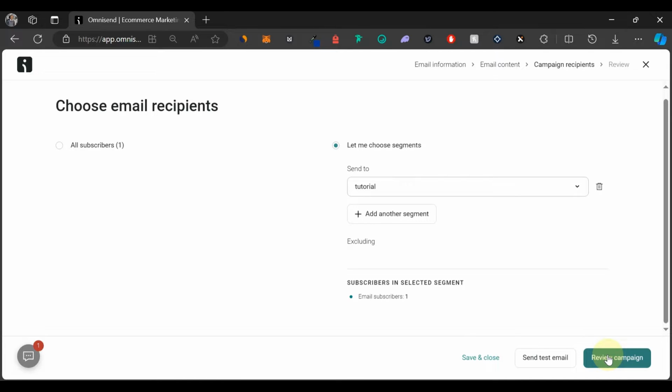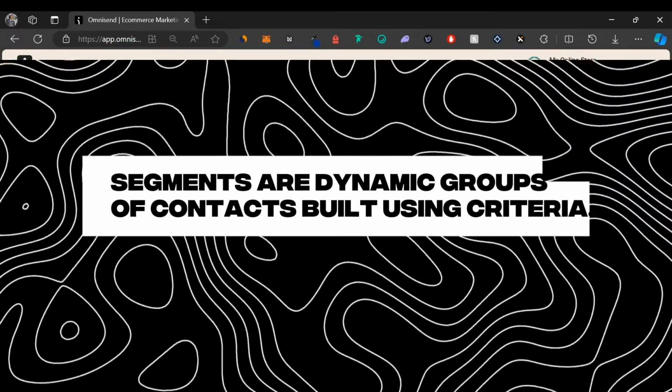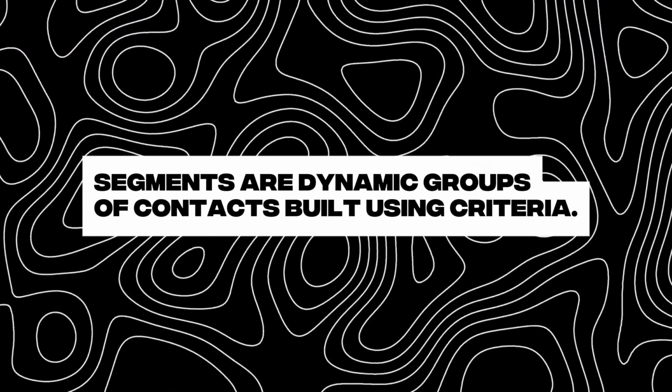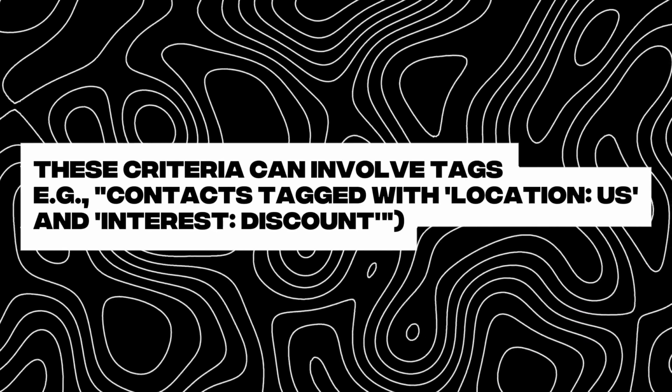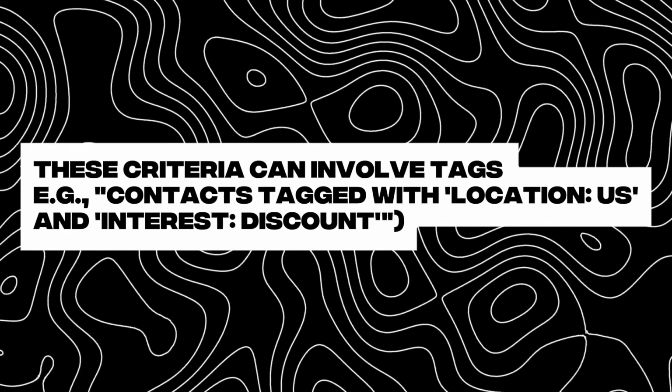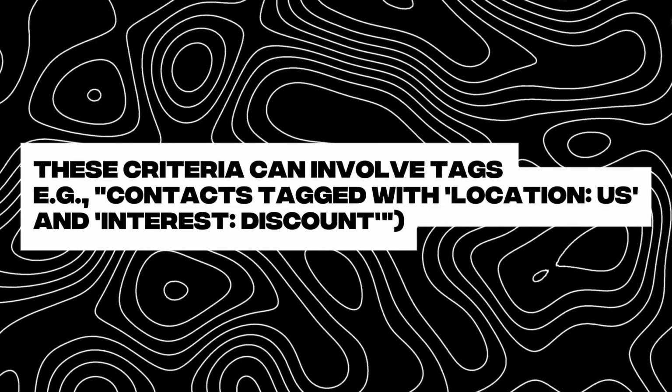Now let's talk about segments in general. Tags and segments kind of look alike, but they are different. Segments are a more dynamic group of contacts built using criteria. This criteria can involve tags, for example, contacts tagged with a location and also an interest. Let's say the location is US and the interest is, let's say, a discount.